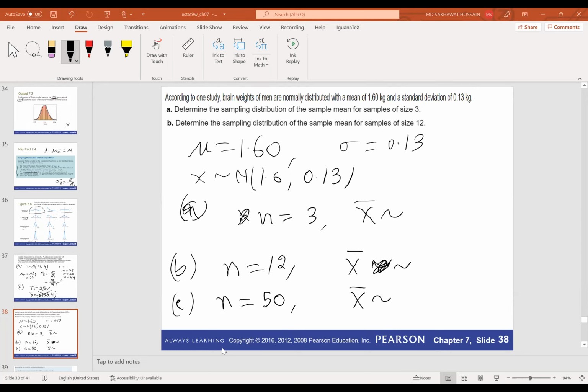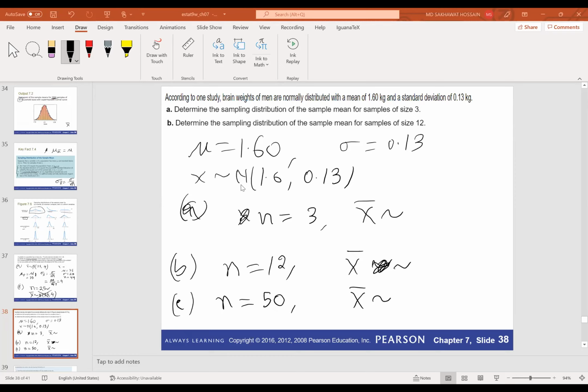Is it normal distribution? Yes, sure. So the idea is, if the distribution of X is normal distribution, then we do not care about the sample size. That means if we know the population distribution, then we do not care about the sample size. It doesn't matter. The distribution of X bar will always be normal distribution. In this case, X is known. We know X is normal distribution.